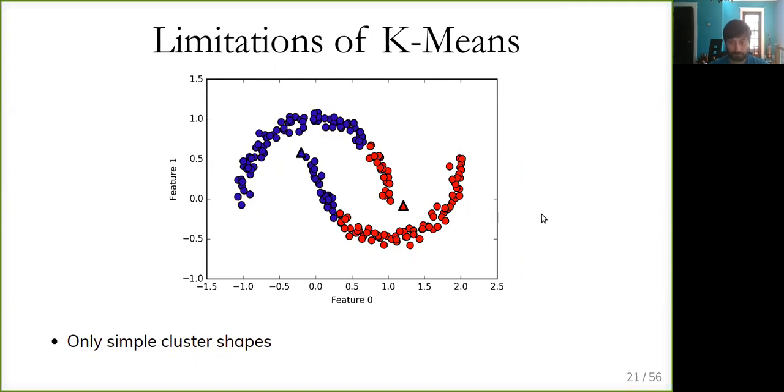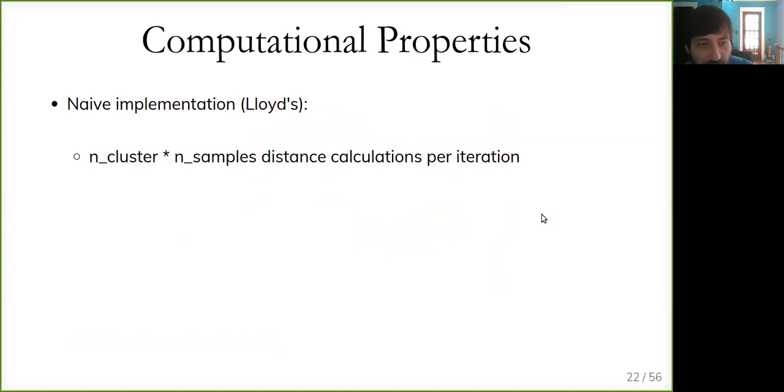All right. So, talking about a couple of computational properties. The algorithm that I showed is known as Lloyd's implementation, Lloyd's algorithm. I'm not entirely sure, it's pretty old. I think it might be from the 70s. And so in each iteration, you compute the distance from each cluster to each sample. And so this is actually somewhat expensive.